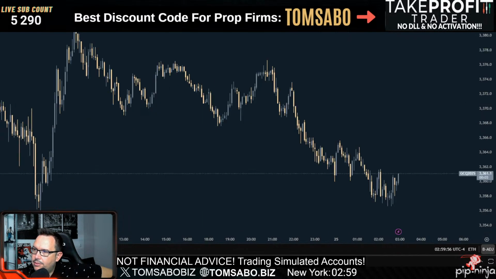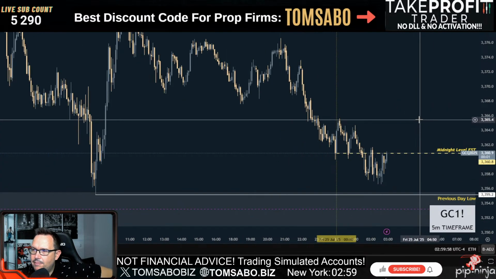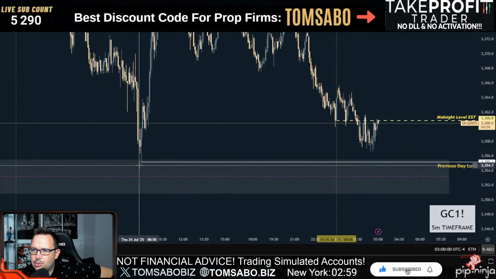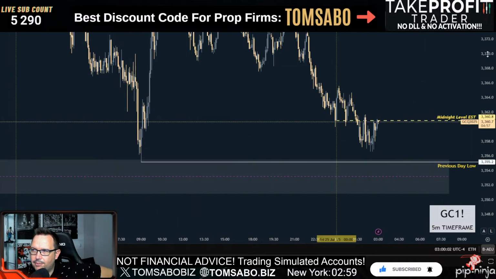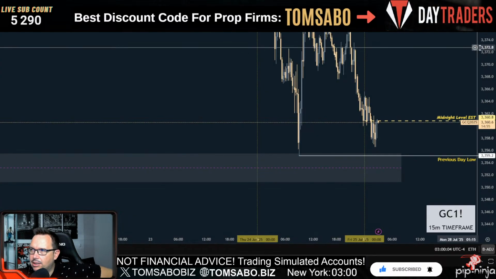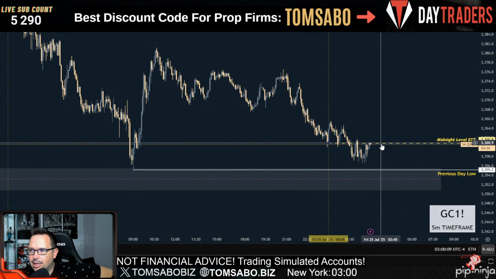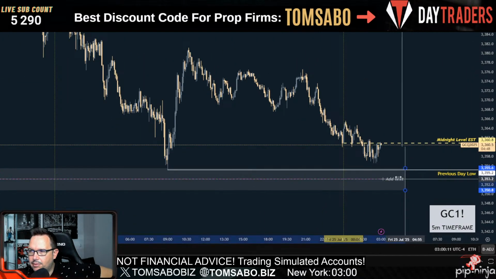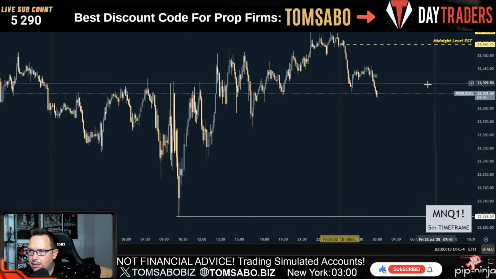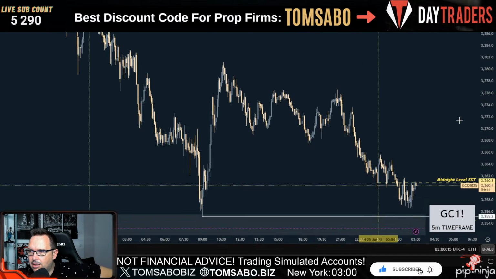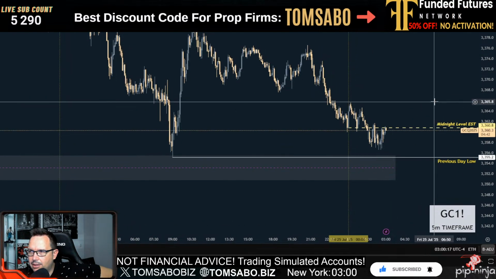Let's check gold. Not yet. I would like to see gold sweep that low down there before even considering a possible long position here. I'd like to see it just go down into that area, and only after that.